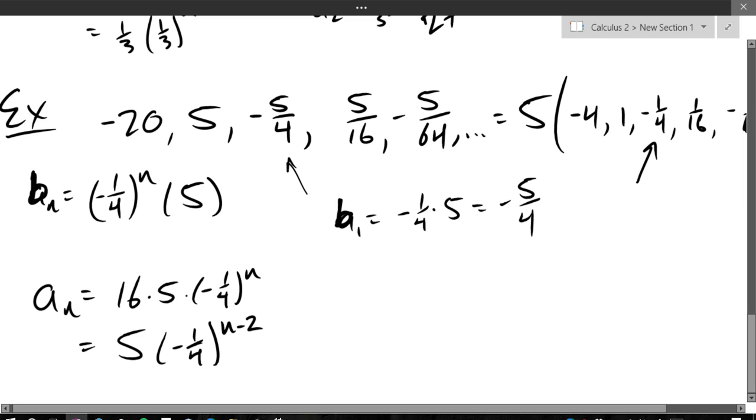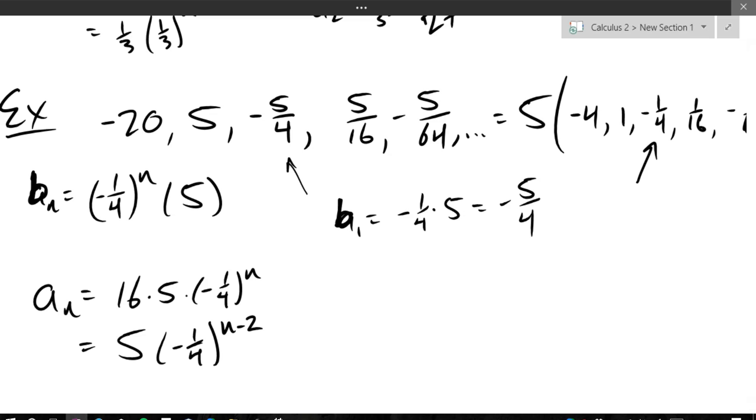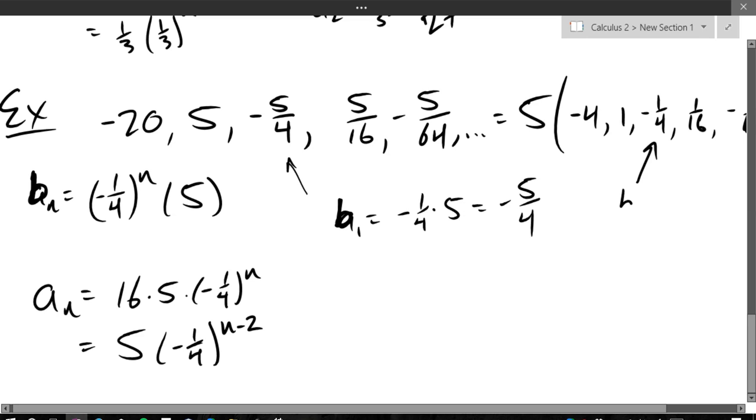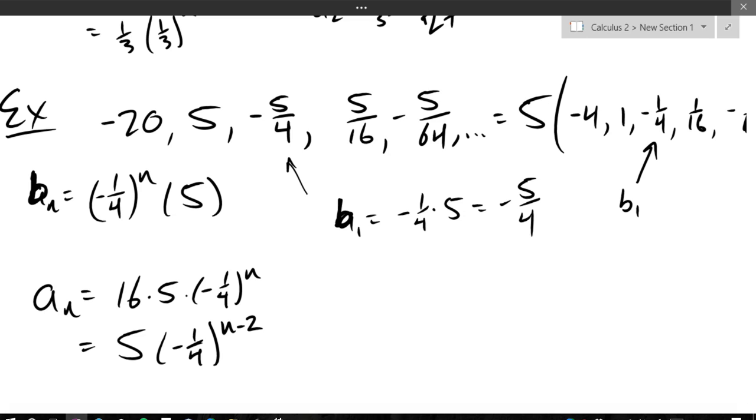So I heard it whispered correctly, minus 2. So what was 3, I would like to be 1. Because this was where B1 was, what I really wanted that to be was B3. So I needed to move it back 2.